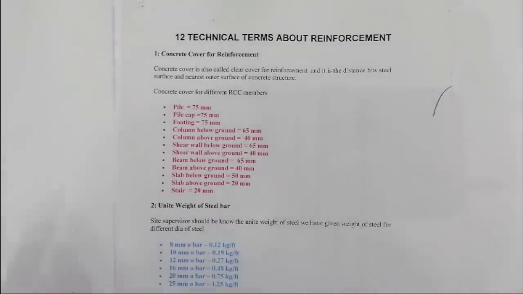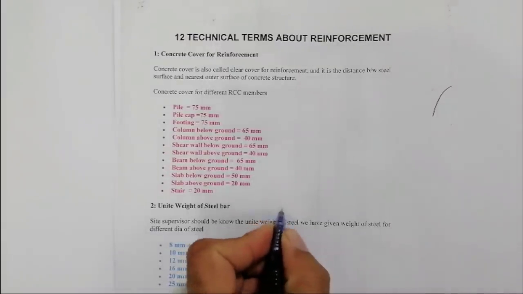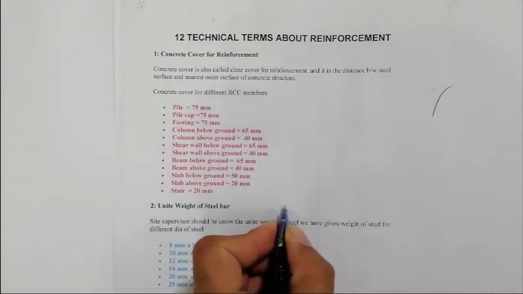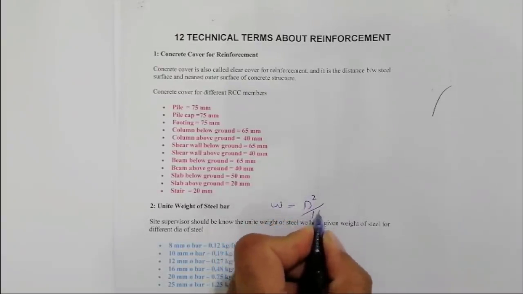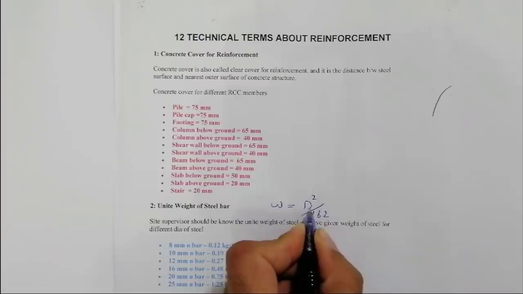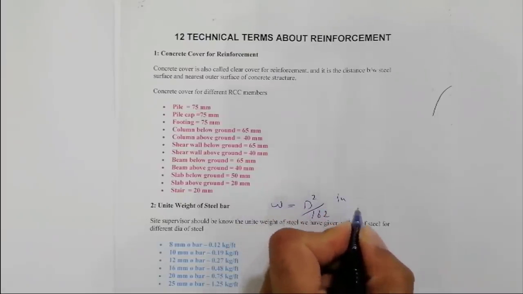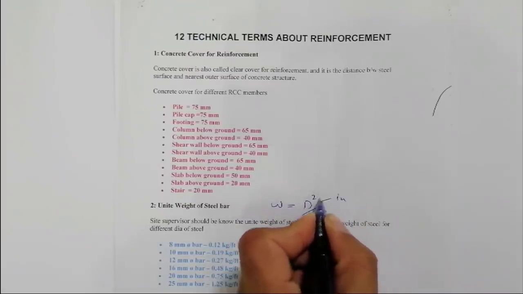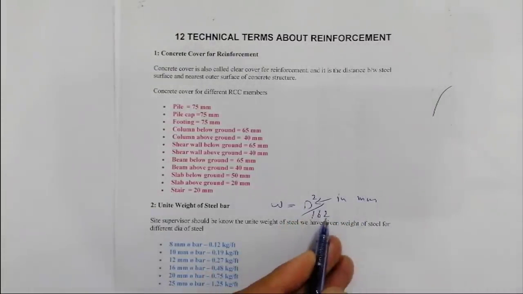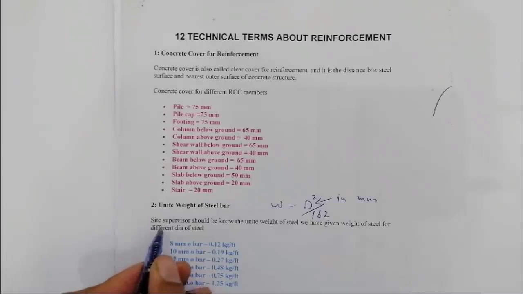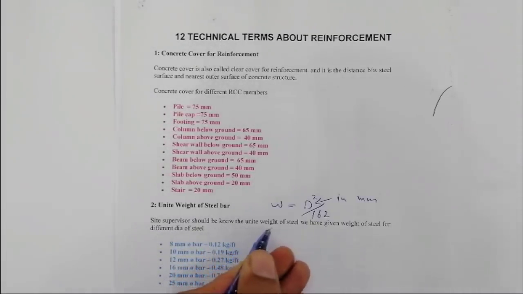So what's the unit weight of steel? I've already discussed many times that we can find the unit weight of steel with the formula: weight is equal to d square divided by 162, where d is the diameter of steel in millimeter. The diameter should be in millimeter, right? So you can use this formula. Site supervisors should know the unit weight of steel.